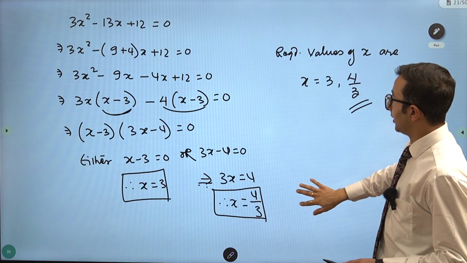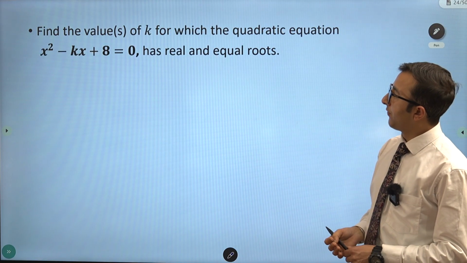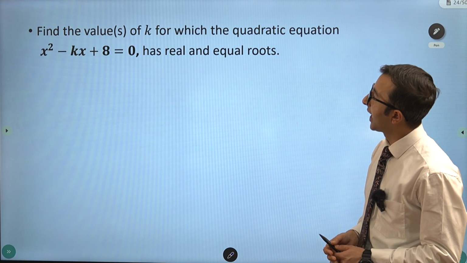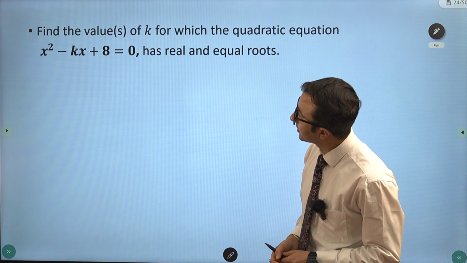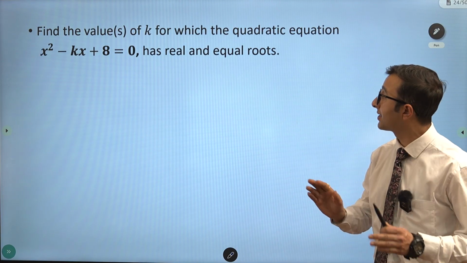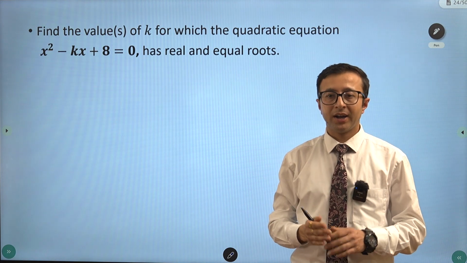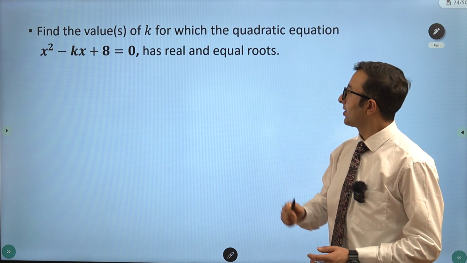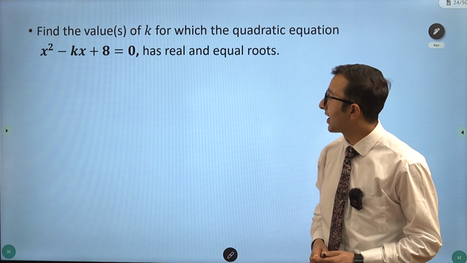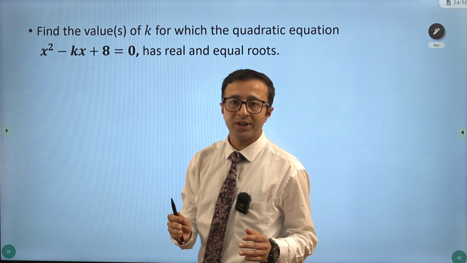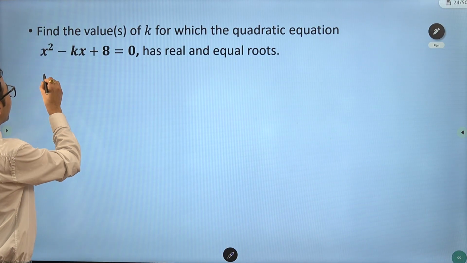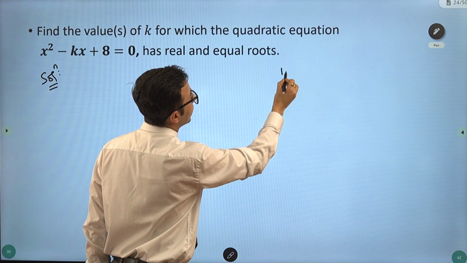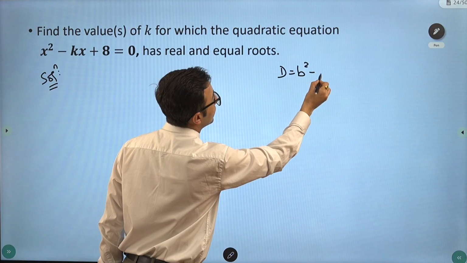Clear? Okay, next. Find the value or values of k for which the quadratic equation x square minus kx plus 8 is equals to 0 has real and equal roots. Now here comes the importance of discriminant. Once a quadratic equation has real and equal roots, then we know that the discriminant is 0. And the discriminant is b square minus 4ac.